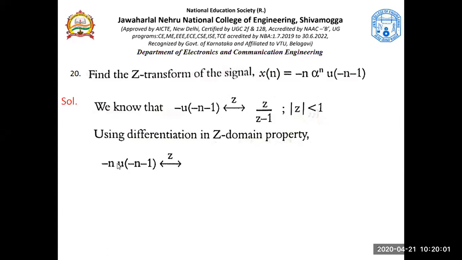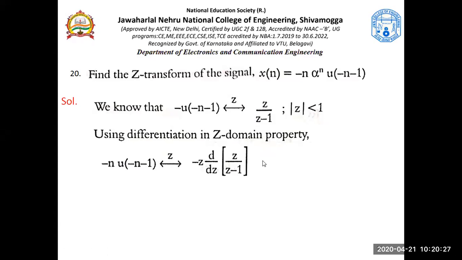This minus is associated with this signal, so let's not get confused with it. So what is the z transform of n? The z transform of n is minus z d by dz of the z transform of this, which is there in the previous step: minus z d by dz of the z transform of minus u of minus n minus 1.